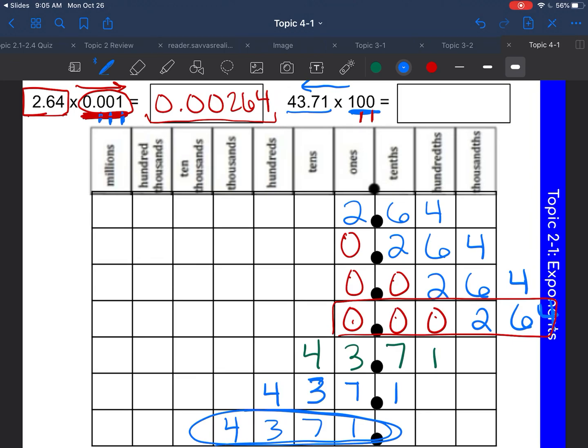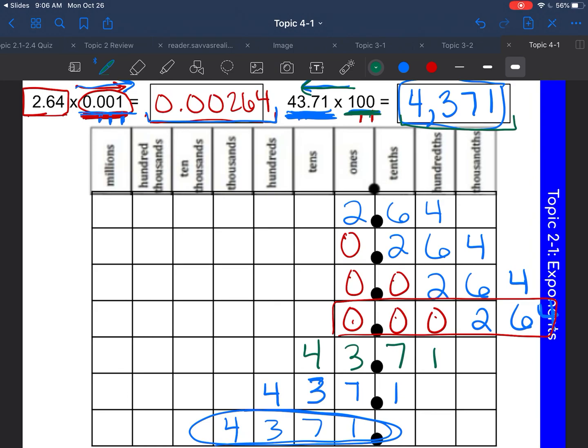And this is our answer, okay? So our answer is 4,371. We got a bigger number than what we started with because we multiplied by a bigger power of 10, okay? So again, it depends what you're multiplying by with these decimals. If you're multiplying by a number that's less than 1, you're going to get a very tiny number. So you shift towards the smaller place values. If you're multiplying by a power of 10, which is bigger, you're going to get a bigger product. So you're going to shift your number towards the bigger place values.